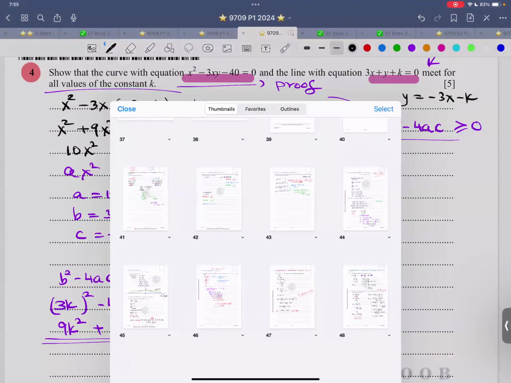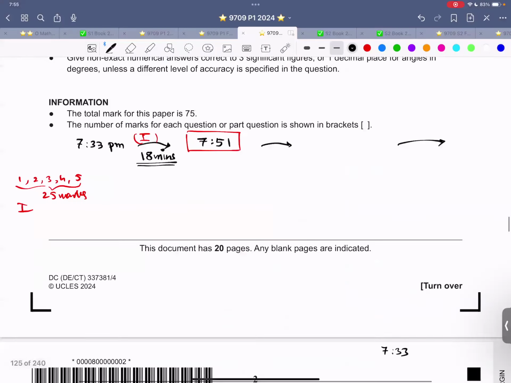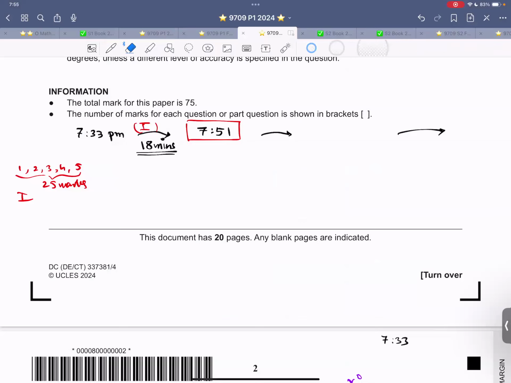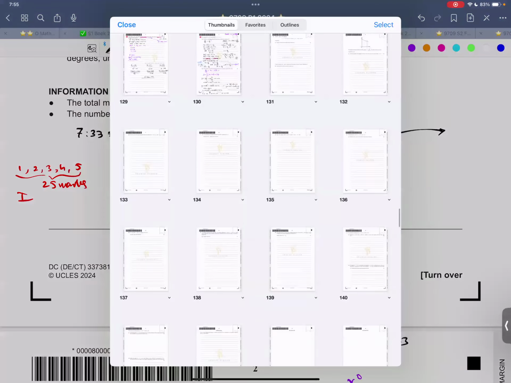So now it's 7:55. Let me go ahead and change this thing. So therefore, first 5 questions. This is 7:33, 7:55. So therefore, it's 22 minutes, not a bad time for the first 5 questions. Now, let's move ahead.